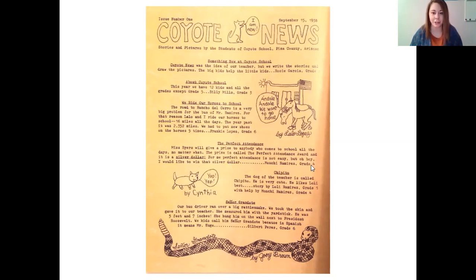Monchi Ramirez, grade 4. So this is this article that our narrator read. And then we have Yap Yap by Cynthia. Chipito. The dog of the teacher is called Chipito. He is very cute. He looks like he likes Loli best. Story by Loli Ramirez, grade 1, with the help by Monchi Ramirez, grade 4.